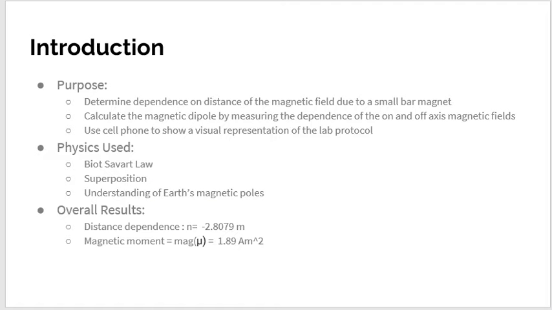The purpose of this lab was to determine the distance dependence of the magnetic field of a small bar magnet for the parallel and perpendicular axes of the magnetic field. From here, this information would be used to calculate the magnetic dipole.